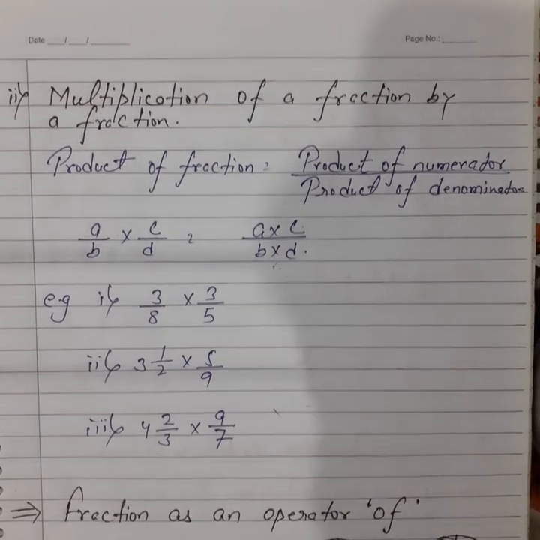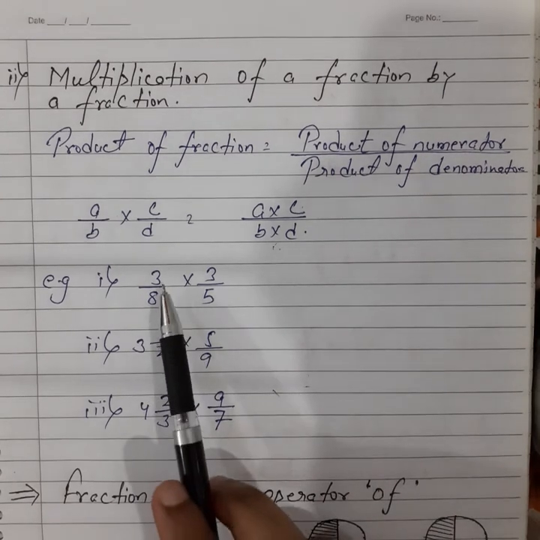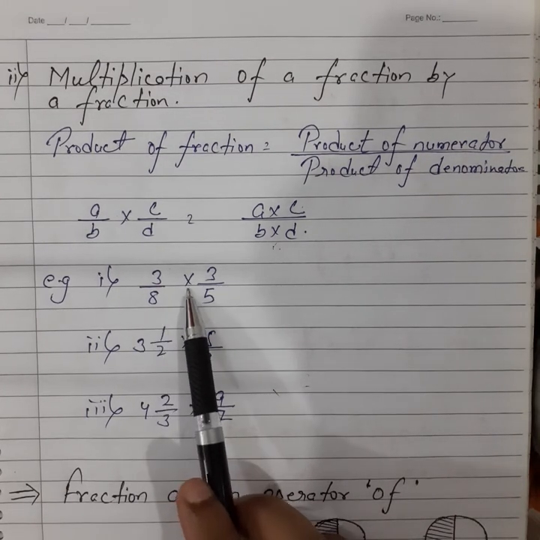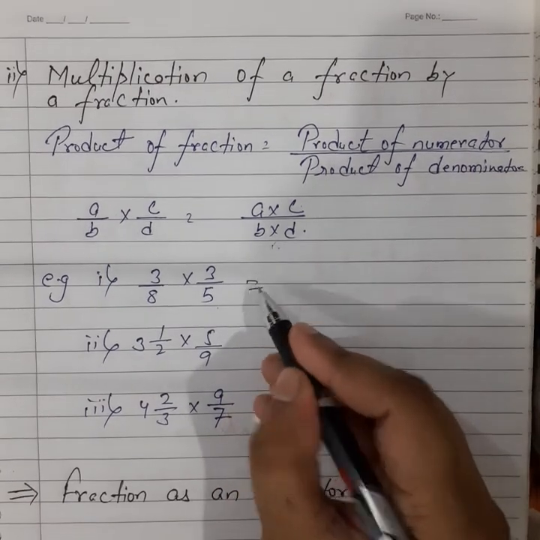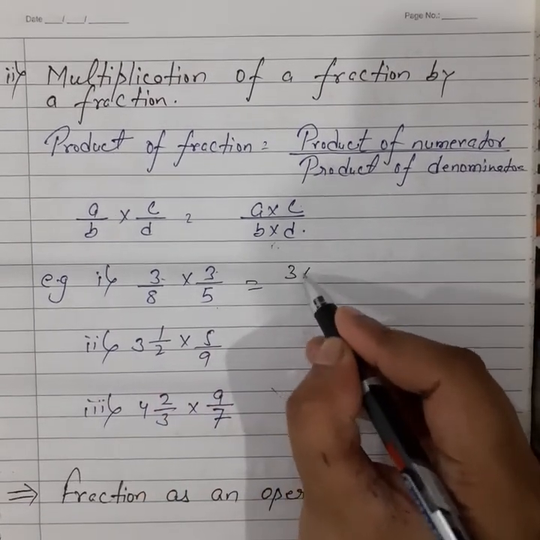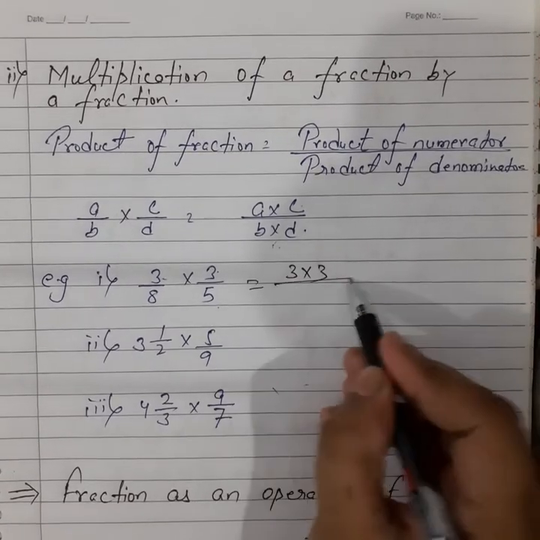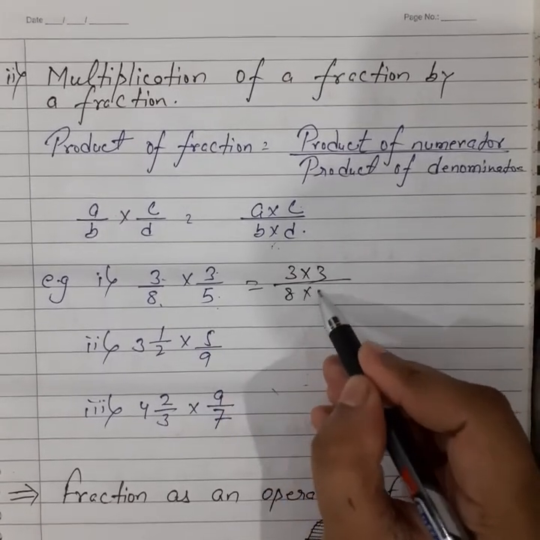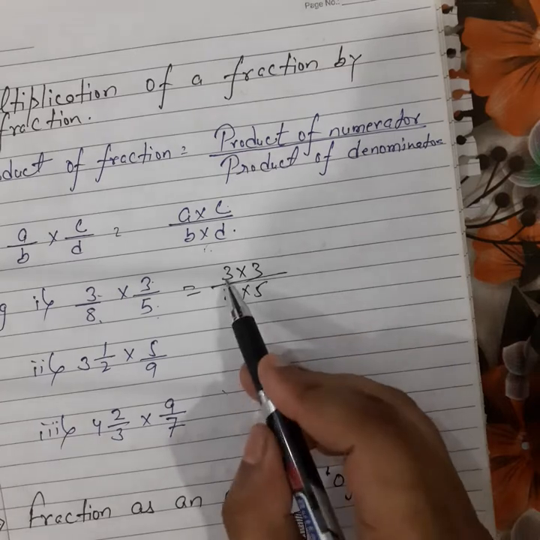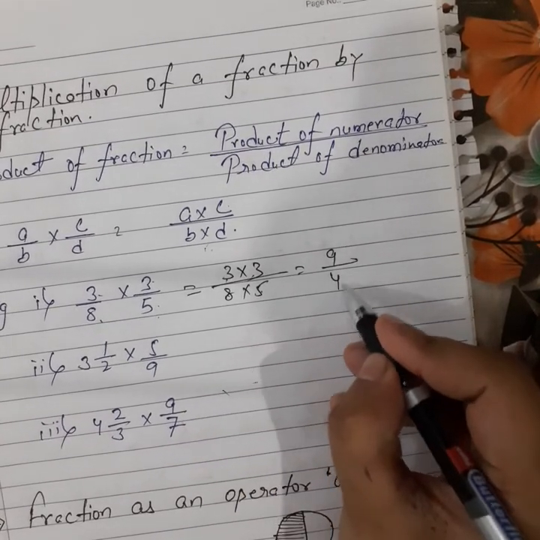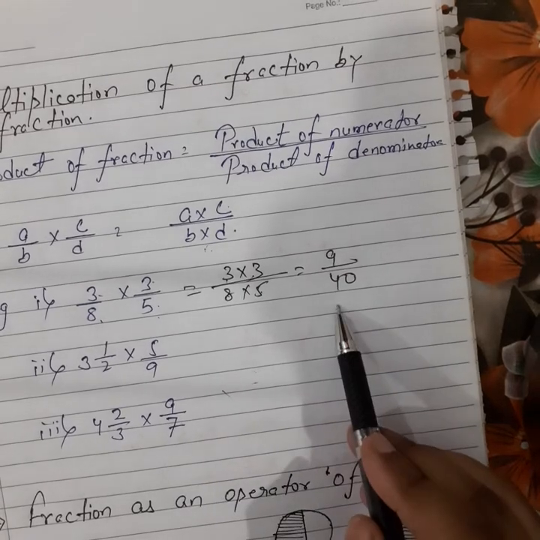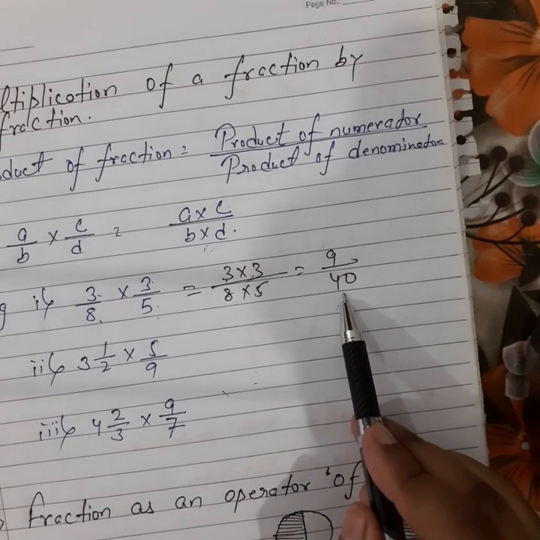Here we have some examples. The first example is 3 by 8 multiplied with 3 by 5. So what we do? We just multiply the numerators, that is 3 into 3, and the denominators, 8 into 5. 3 into 3 becomes 9, and 8 into 5 becomes 40.